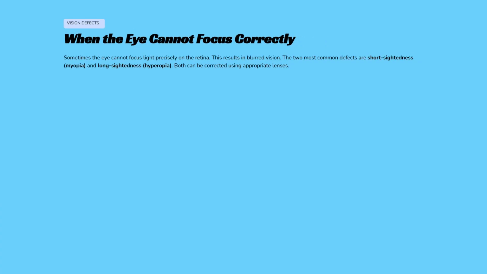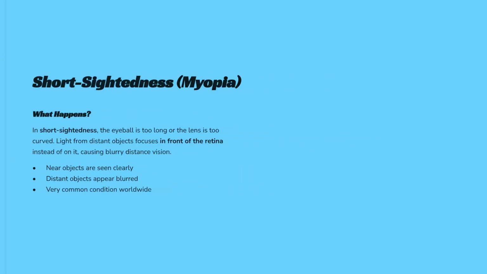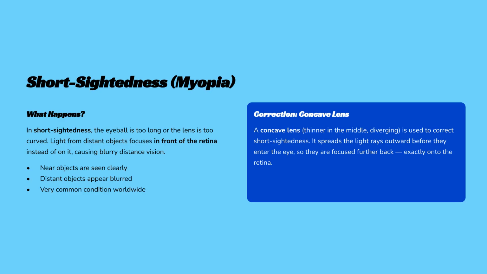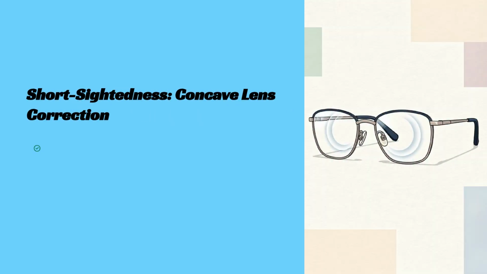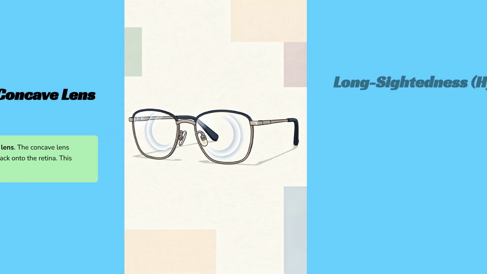Vision defects occur when the eye fails to focus light correctly on the retina, causing blurred vision. Myopia and hyperopia are the most common and can be corrected with appropriate lenses. Short-sightedness, or myopia, happens when the eyeball is too long or the lens is too curved, causing light from distant objects to focus in front of the retina. This is corrected with a concave lens, which diverges light rays. A concave lens is used to treat short-sightedness by diverging light rays, pushing the focal point back onto the retina. This simple correction restores clear distance vision.